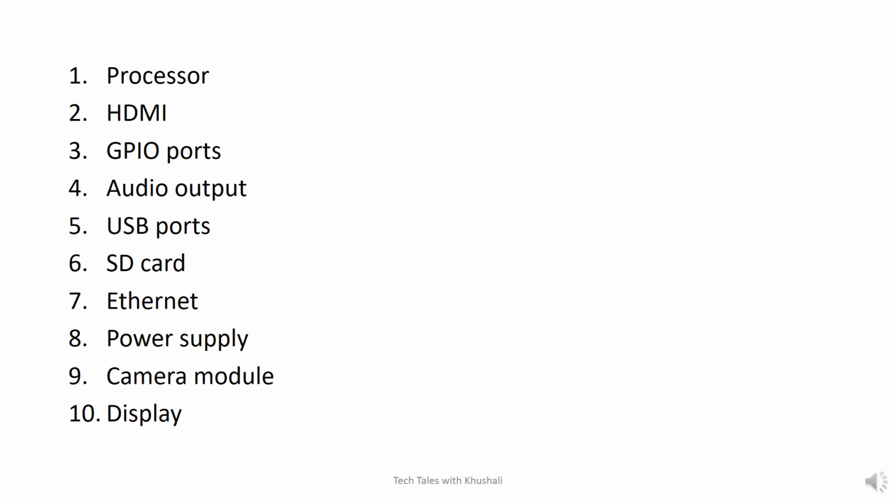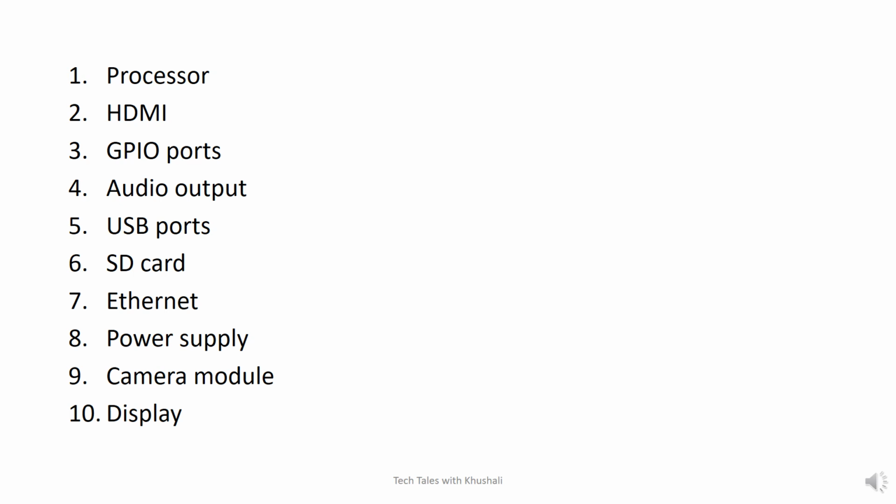The second is HDMI, that is High Definition Multimedia Interface. It is used for transmitting video or digital audio data to a computer monitor or to the digital TV. This HDMI port helps Raspberry Pi to connect its signals to any digital device such as a monitor, digital TV or display through an HDMI cable.